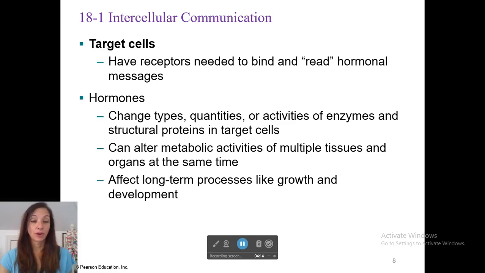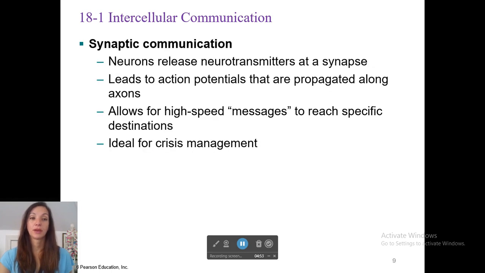Now, there are different types of hormones, just as there are different types of glands. And different quantities of hormones can be released depending on what is needed within the body. There are different activities of enzymes and proteins within the target cells. Hormones can alter the metabolic activities of different types of tissues, and they can have a long-term effect on the body as well, as we talked about with growth and development.